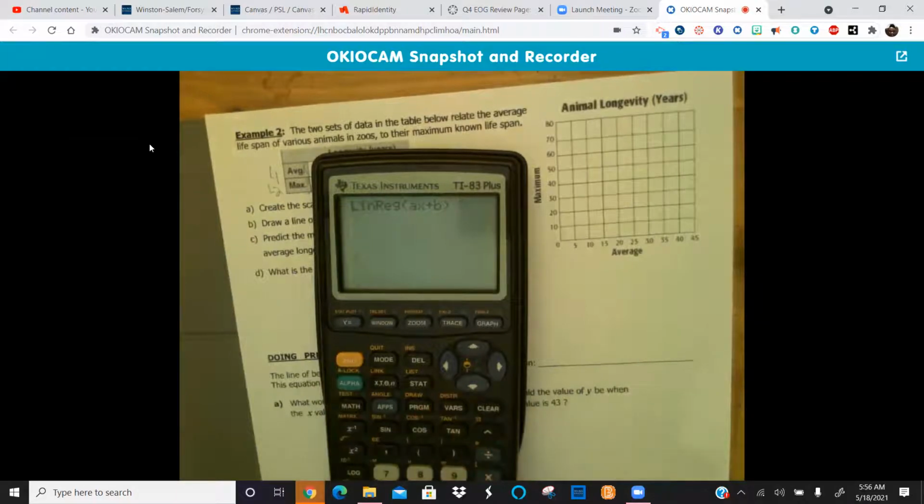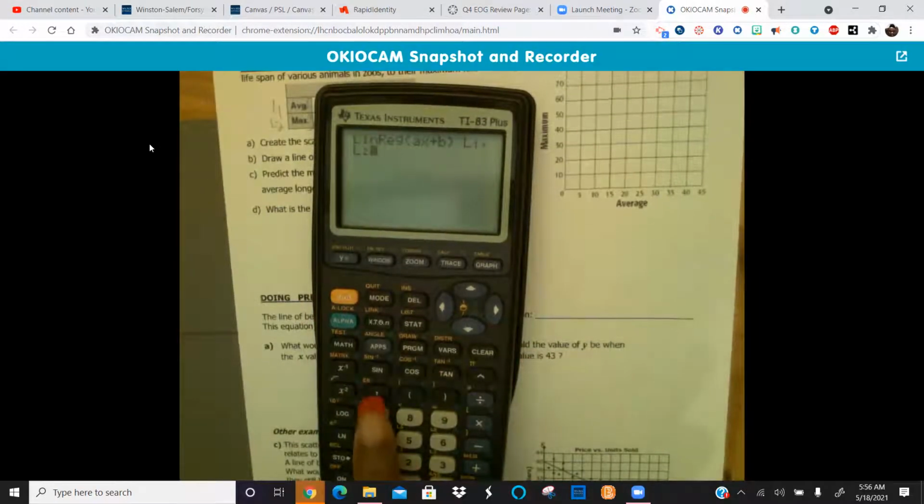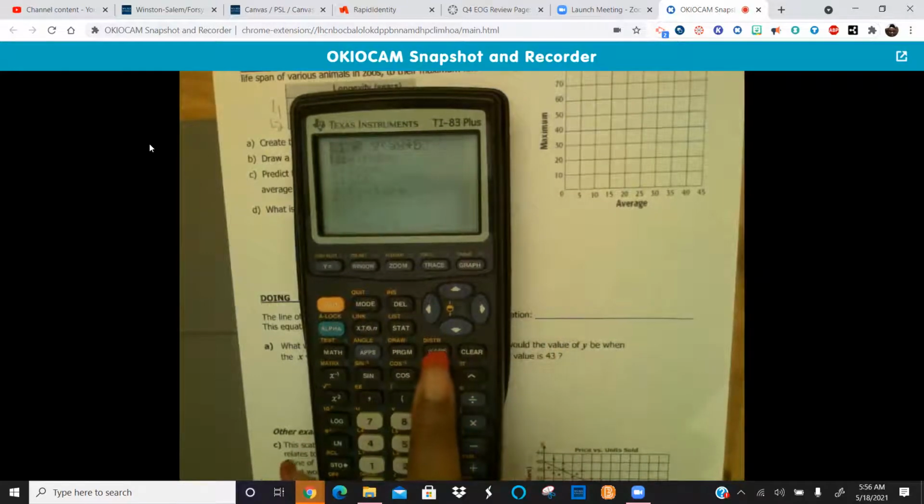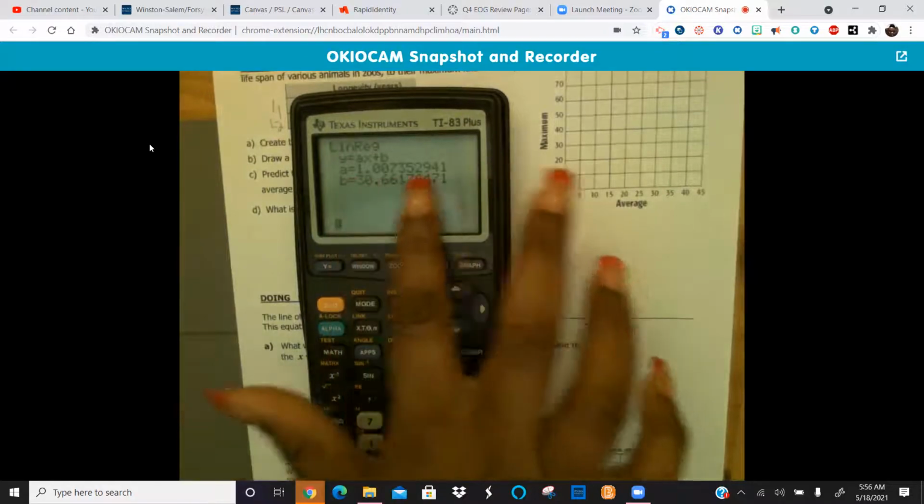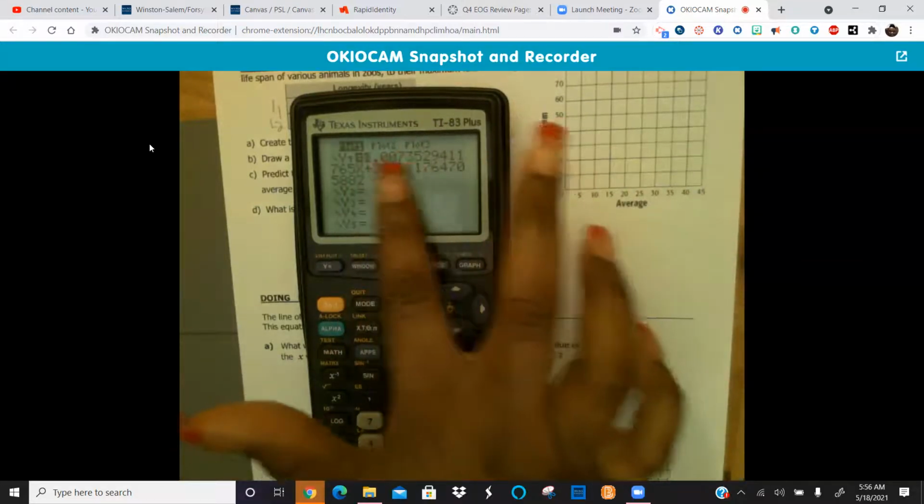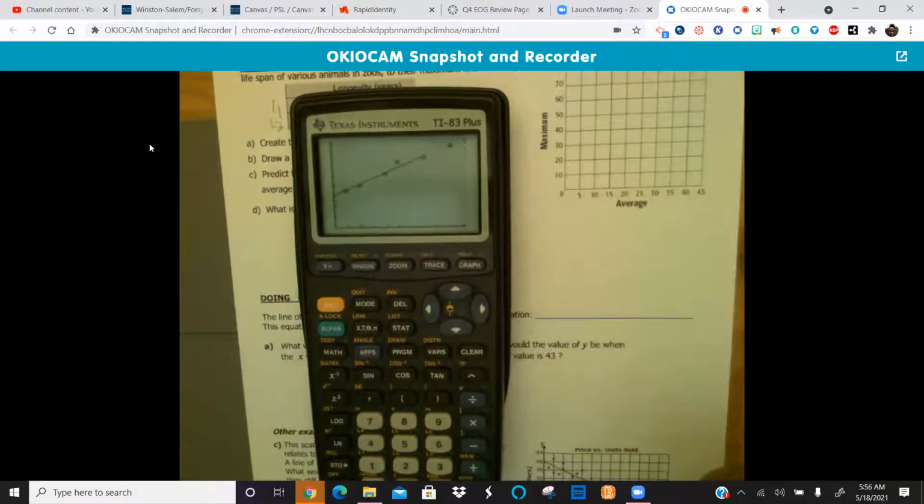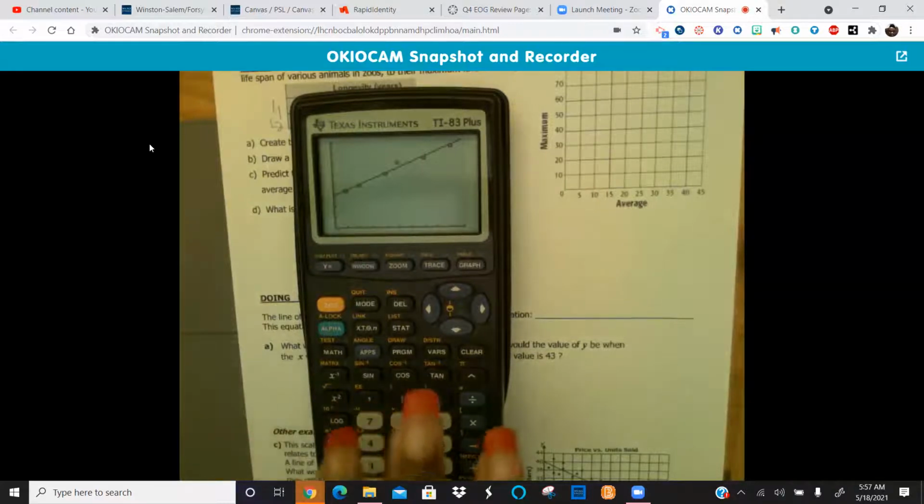So I press second, 1, comma, second, 2. I'm pressing the number 2, okay? Then comma again. Then look, I go to Y-Vars, and press enter 3 times. Enter, enter, enter. Okay? So this is my line of best fit. You see how those keystrokes automatically put the equation here. And then when I graph it, the calculator does the best line of best fit. It really does, okay?